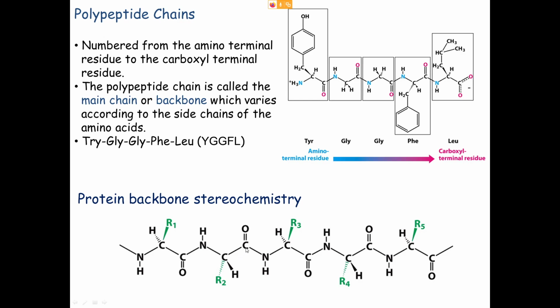So let's look at the next bond. From the carbonyl carbon onto the next amino acid's nitrogen, this is our peptide bond. Does that look like it's free to rotate? It's a single bond. What do you think? The bond between the carbonyl and the next amino acid's nitrogen, the peptide bond, it's a single bond. Is it free to rotate?